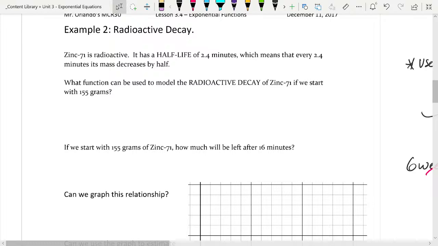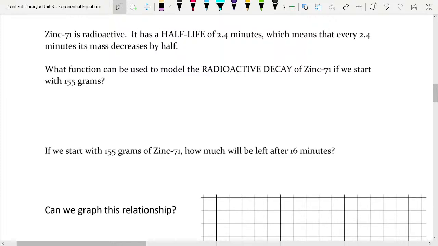Okay, now let's talk about decay. Zinc 71 is radioactive. It has a half-life of 2.4 minutes, which means that every 2.4 minutes, its mass decreases by half. This is how radioactive decay works: the atoms interact with each other in such a way that in a set period of time, half of them will decay, which means the decay starts off really fast and will start to slow down. What function can be used to model the radioactive decay of zinc-71 if we start with 155 grams?